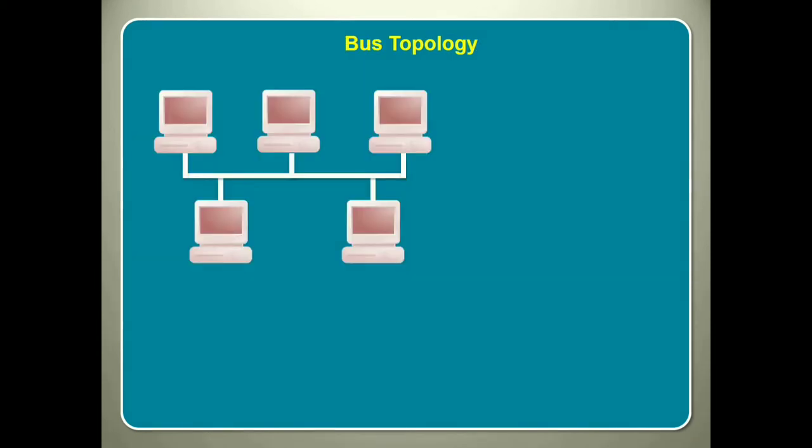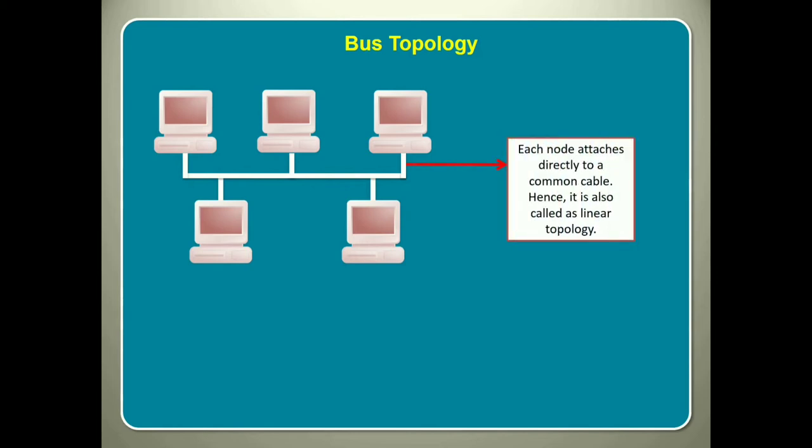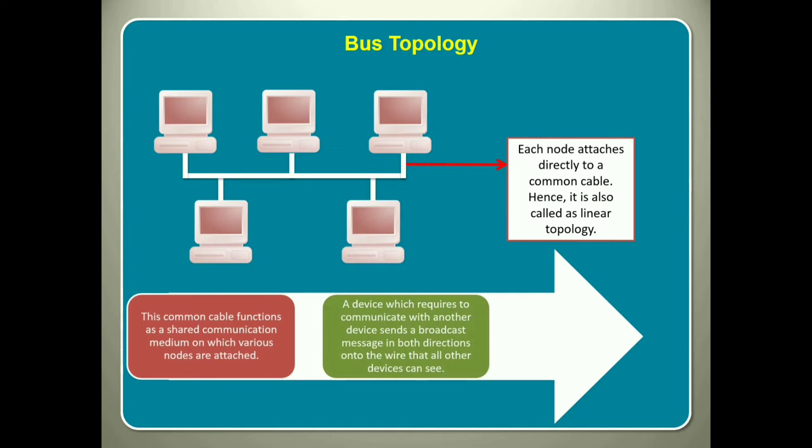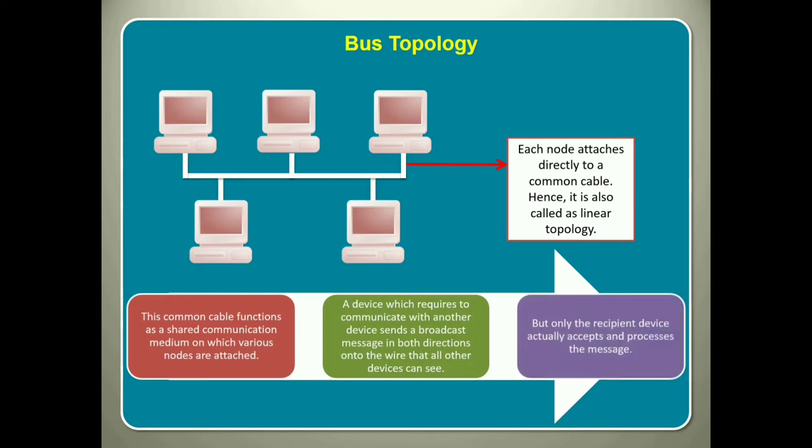First is bus topology. In this type of topology, each node attaches directly to a common cable. Hence, it is also called linear topology. This common cable functions as a shared communication medium to which various nodes are attached. A device which needs to communicate with another device sends a broadcast message in both directions onto the wire that all other devices can see, but only the recipient device actually accepts and processes the message.